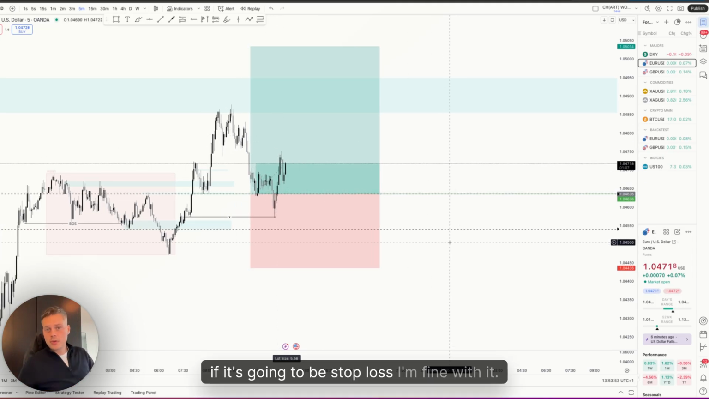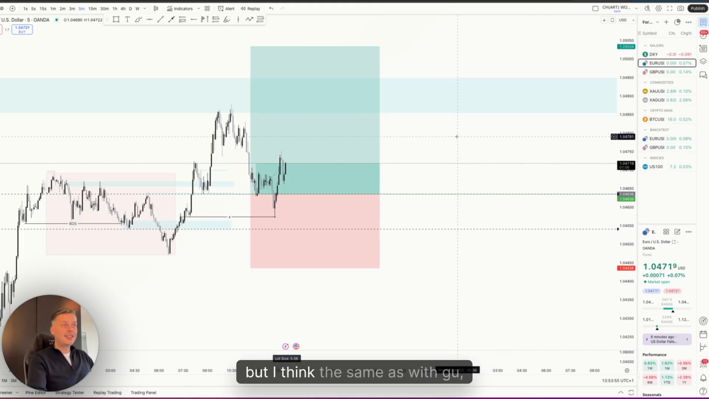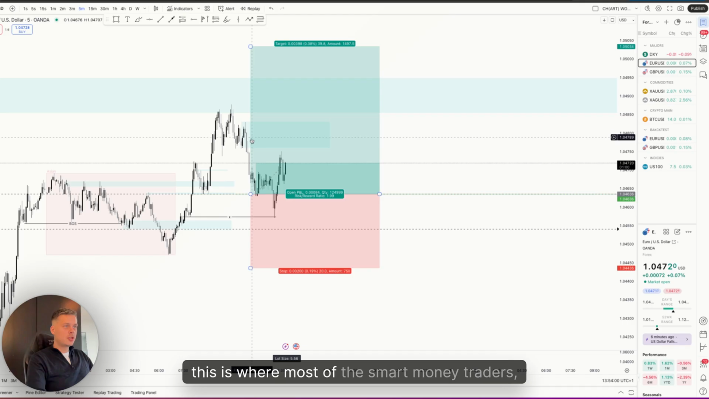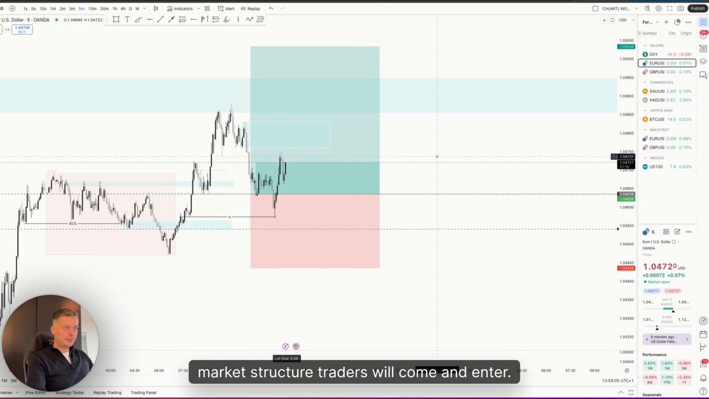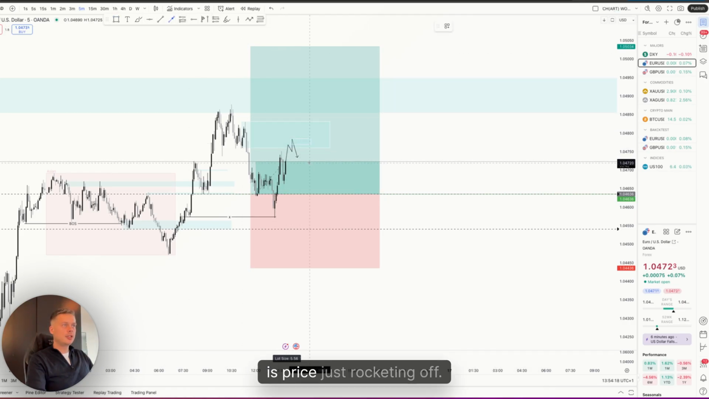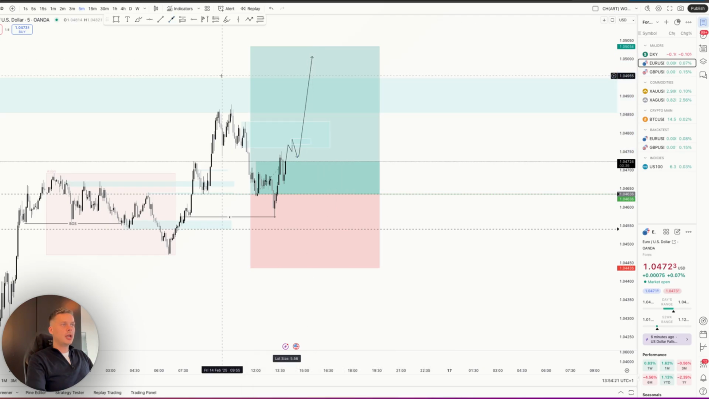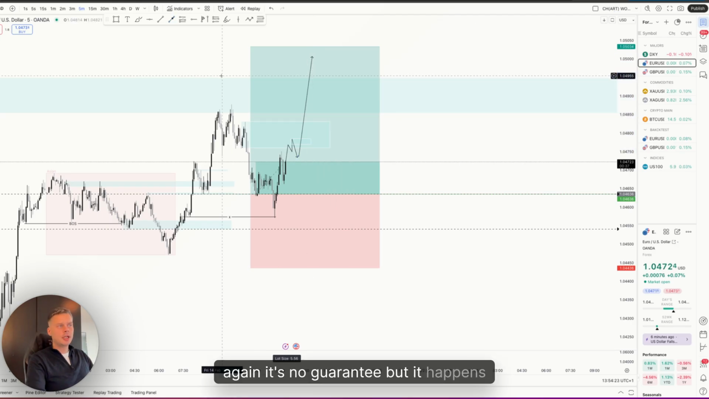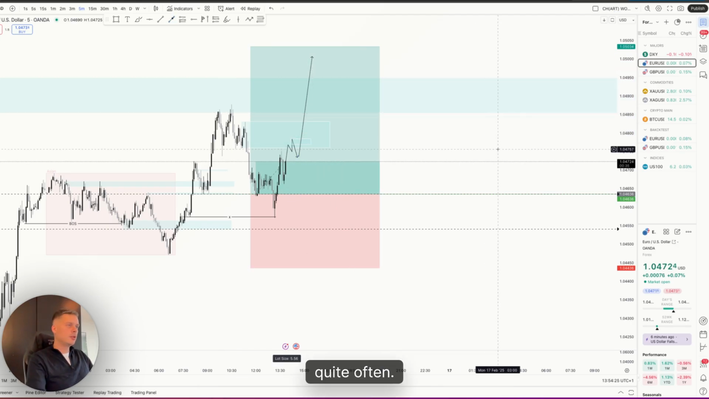If it's going to be a stop loss, I'm fine with it. But I think the same as with GU, this is where most of the smart money traders, market structure traders, will come and enter. They wait for a 1 minute push into that area, doing a 1 minute break of structure. Now we have a new little last minute POI. This is where they enter, and what we usually see is price just rocketing off. Again, it's no guarantee, but it happens quite often.